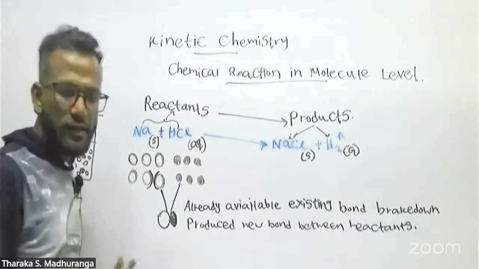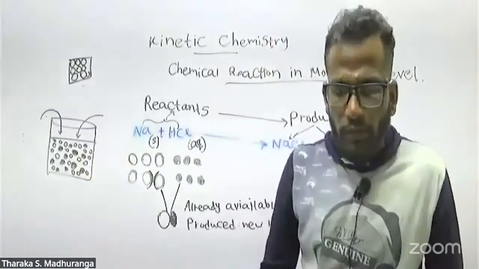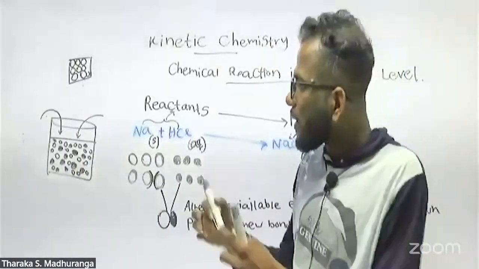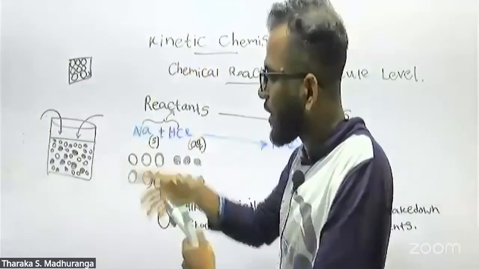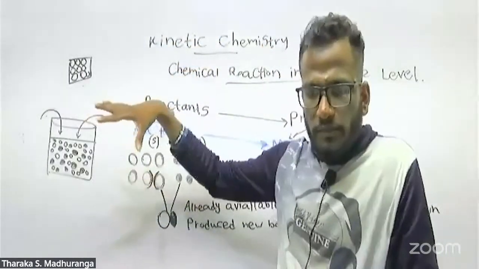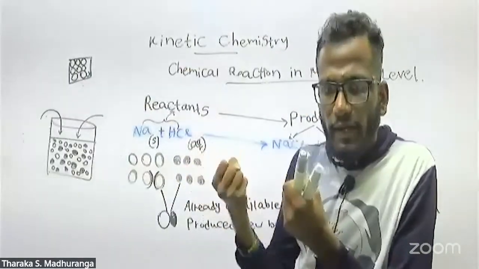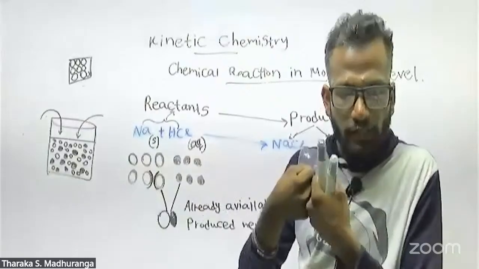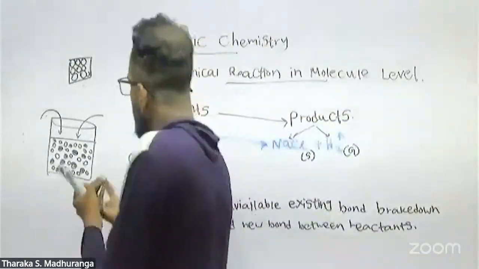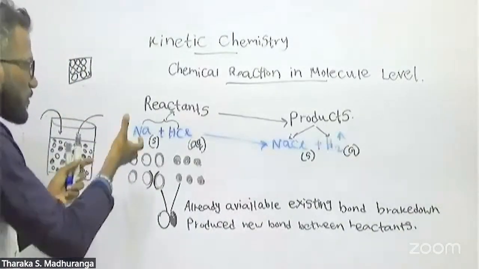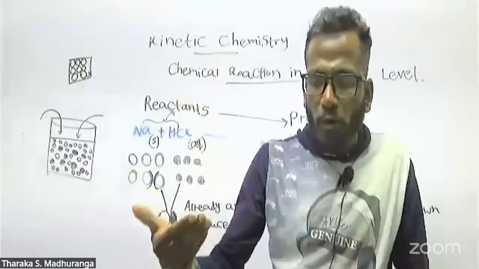Think the lighter ones are HCl molecules and the bold ones are sodium molecules. Now, what happens when we mix them, when we add them together? When mixing, each reactant molecule collides with the others. When they collide, the already available bonds break down and produce new bonds.